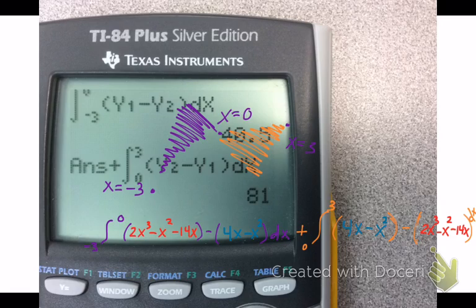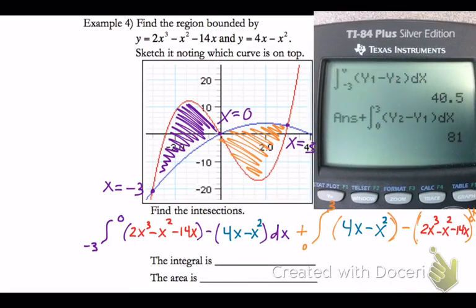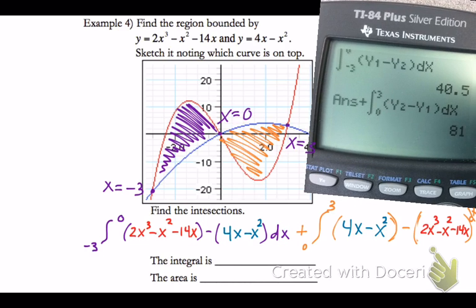So here is what I got, I'll put a screenshot of my calculator up here so you guys can see what I got. Here's what I got, 81? Okay, beautiful. So notice that I did it from negative 3 to 0, and then I did not type in the actual functions. I put them into y1 and y2 so that I could just recall y1 and y2.